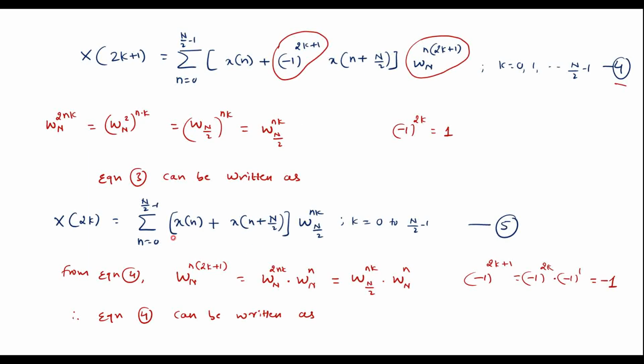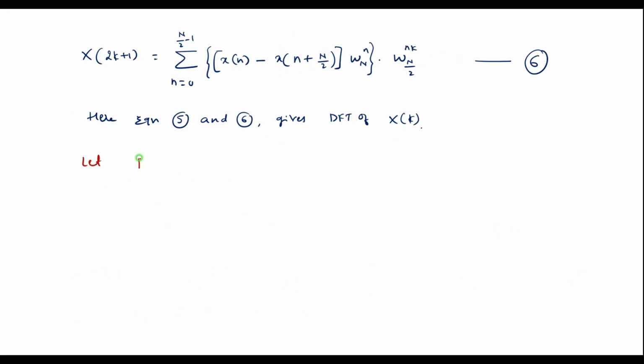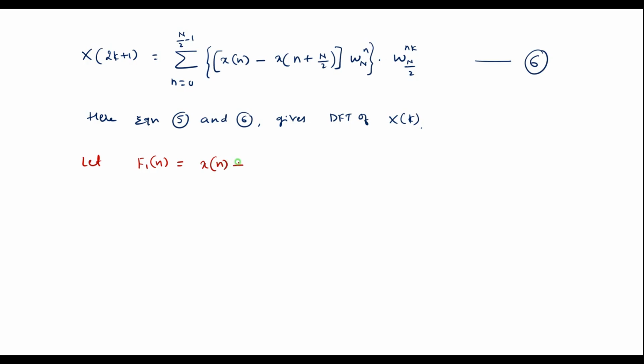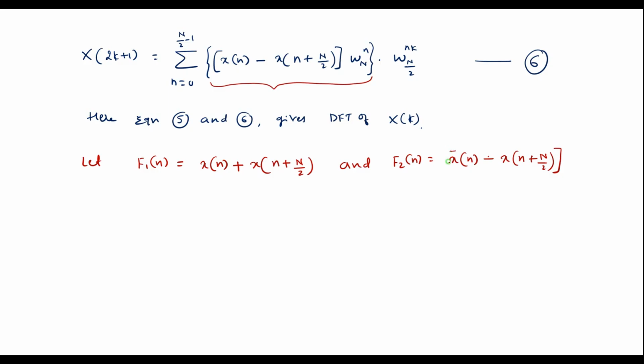So now let me take this term as f1 of n. Let f1 of n be equal to x of n plus x of n plus n by 2, and let me take this entire term as f2 of n. That is, f2 of n is equal to x of n minus x of n plus n by 2, times W_N power n. So here f1 of n and f2 of n are two N by 2 point sequences.